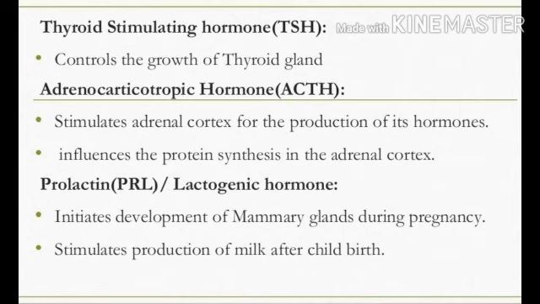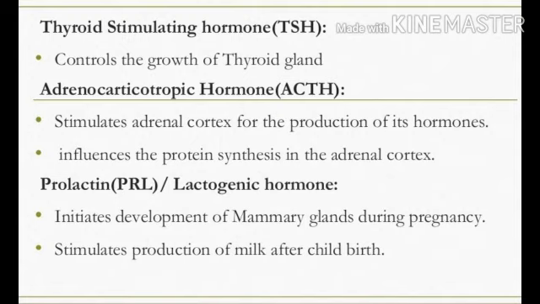Then the next one is the adrenocorticotropic hormone, that is ACTH. And this hormone will stimulate the adrenal cortex for the development of its hormone. So what is this adrenal cortex? It is the outer portion of the adrenal gland, and this adrenal gland is located at the top of the kidney. So this adrenocorticotropic hormone will stimulate the adrenal gland for the production of its hormones. It also influences the protein synthesis in the adrenal cortex.